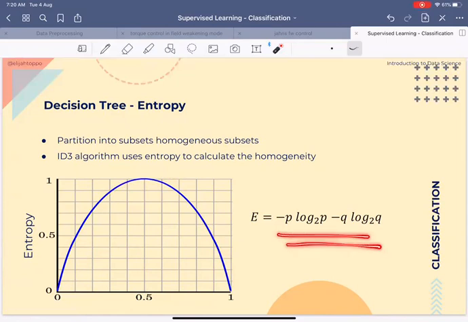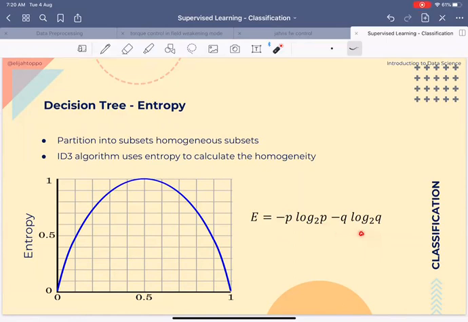The formula that helps us get this curve is something like this. If I have two sets, P and Q, then minus probability of P. Probability of P just says how many of the total values belong to this one set. So minus the probability of that number multiplied by log to the base 2 of the same number, and we go on for as many sets as we have.